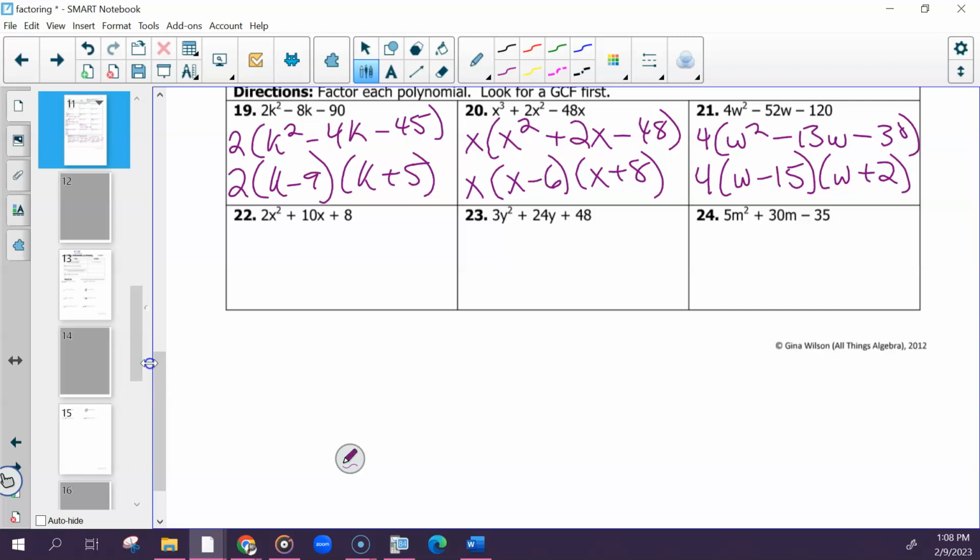Do we have any questions in 22 through 24, or maybe you found one from the previous that you still want to see, go over, have questions about?